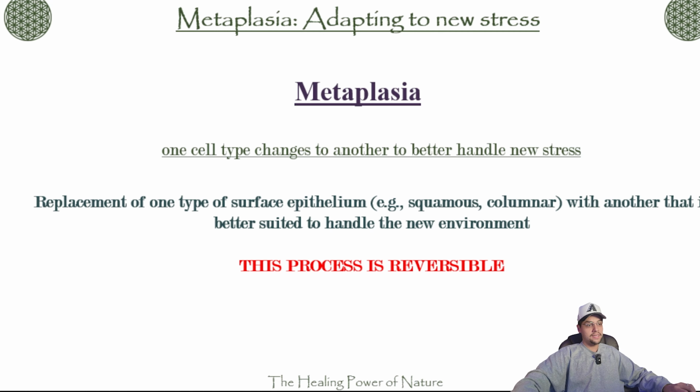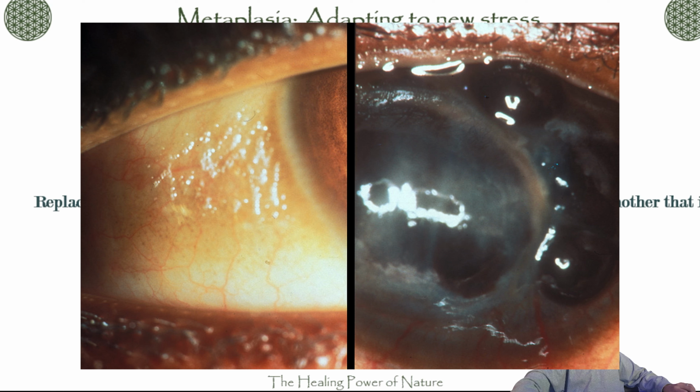Another commonly tested example is vitamin A deficiency. Vitamin A deficiency results in metaplasia to keratinized squamous epithelium, which is also called keratomalacia, leading to dry, thickened conjunctiva and impaired vision.